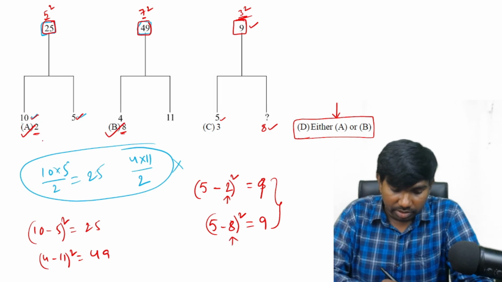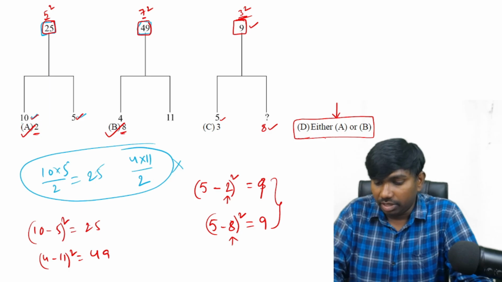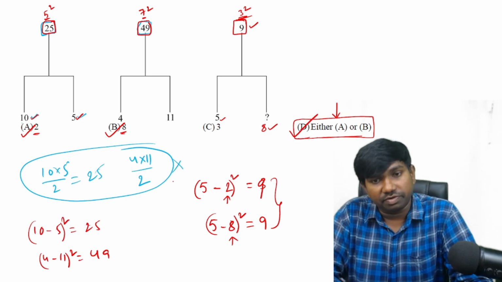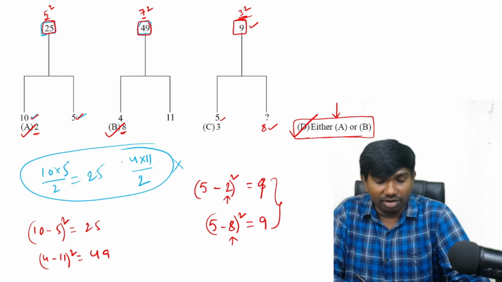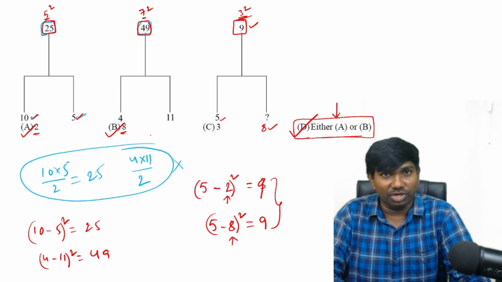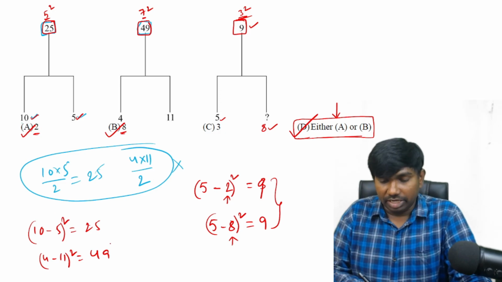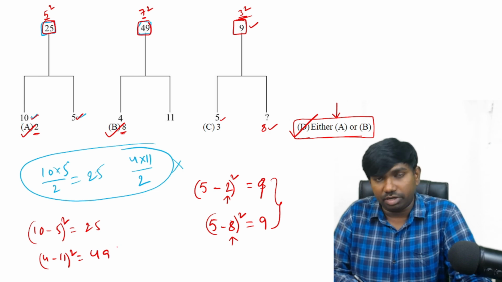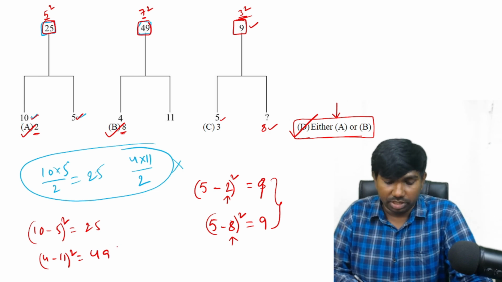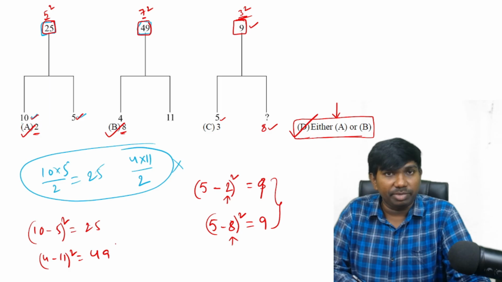That means either A or B. Either A or B. That means our final answer is option D, not A. Not only A, not only B. Right? So be careful with this type of options. Whenever there is an option like none of these or can't be determined or either or option, just don't conclude your answer immediately. Just check why that option is given.